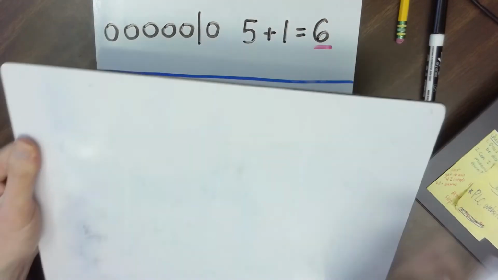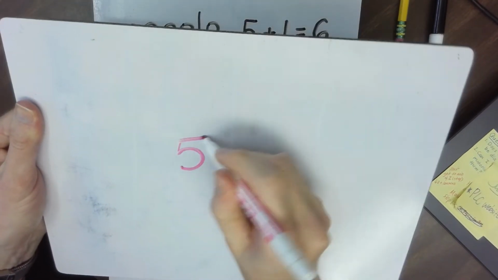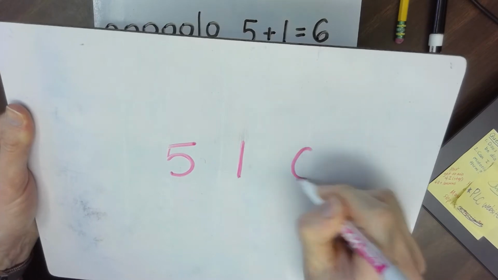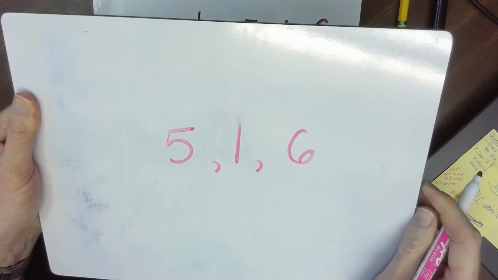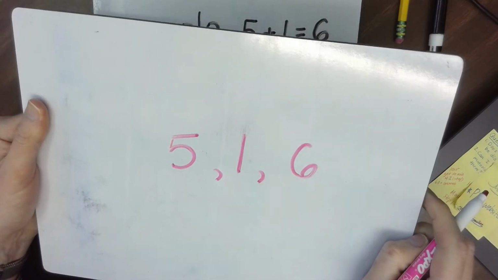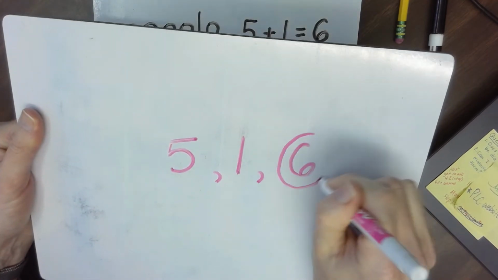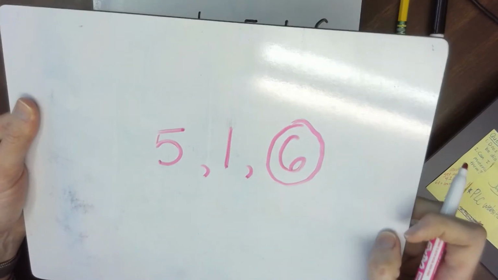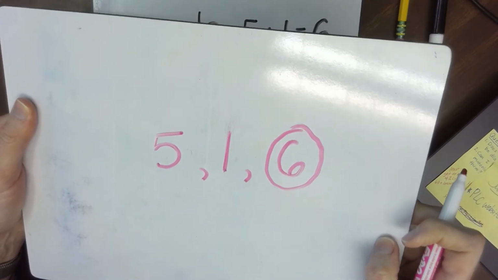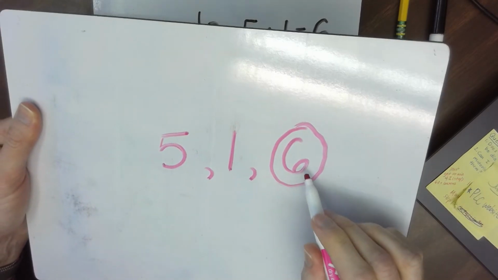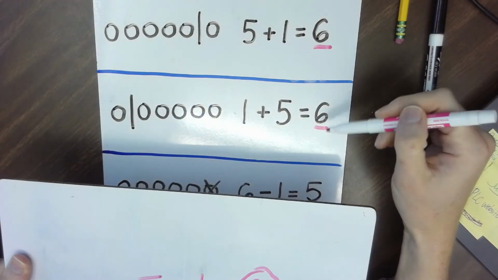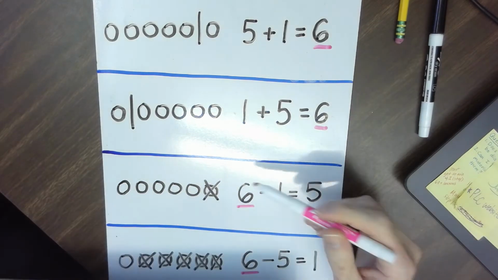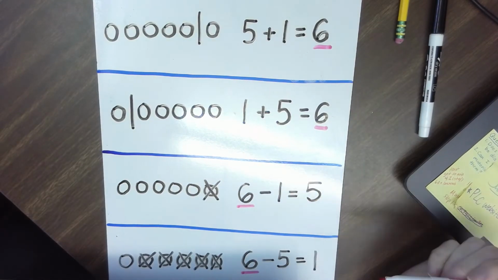So out of those 3 numbers, 5, 1, and 6, which one is the biggest number? Aha, you called it. 6. 6 is your biggest number. So that will be the answer in your addition fact and the first number in your subtraction fact.